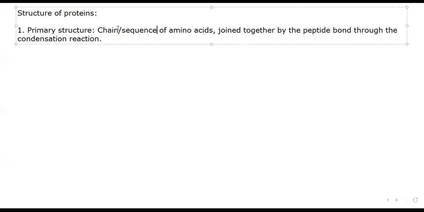And who will determine the sequence? The DNA. The DNA will tell me what is the correct amino acid and what is the sequence as well. It will tell me both things. So if I take the amino acids, put them in a particular sequence, make a straight chain out of it, and join them together by the peptide bond, that is known as your primary structure. The primary structure of the protein, if I draw this out for you, looks quite simply like this.